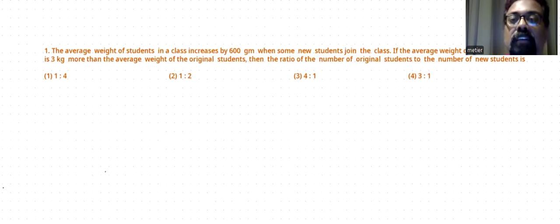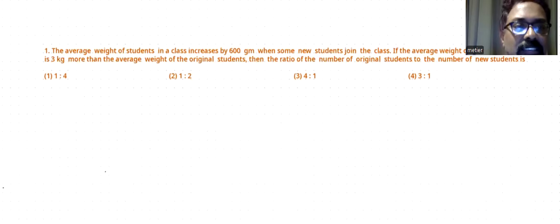Now check it, the 600 gram increase in average is due to the additional students having 3 kg more than the average weight of the original students. Means not per student, the average weight of the additional students is 3 kg more than the existing average of the rest, or better to say the original number of students. So the final value is again a ratio. Here we can go with a very beautiful assumption to solve this kind of problem.